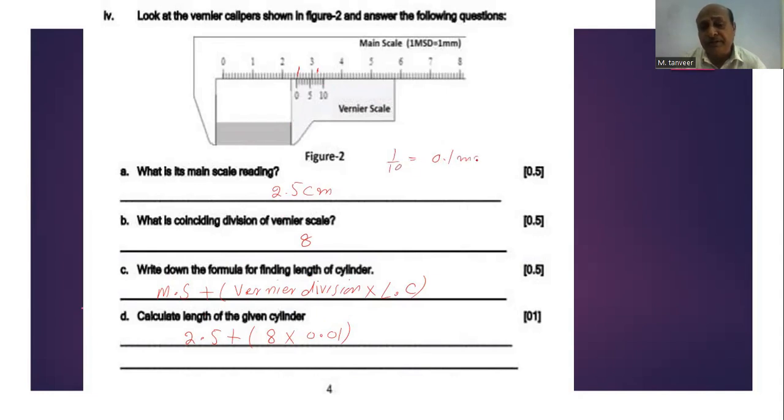But it is in millimeter. Since the main scale is in centimeter, you have to convert the least count into centimeters. For converting millimeter into centimeter, you divide 0.1 by 10. It becomes 0.01 centimeter. So I have multiplied with 0.01. It becomes 2.5 plus 8 multiplied by 0.01, that is 0.08. So the total answer will be 2.58 centimeter. This is the length of the cylinder.